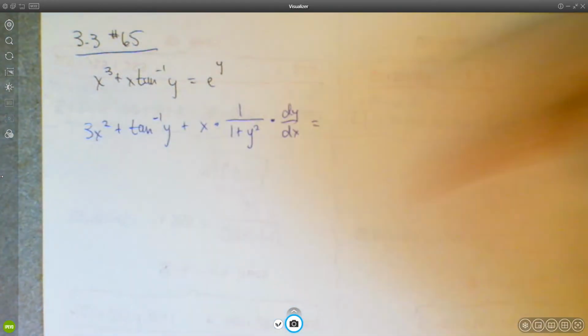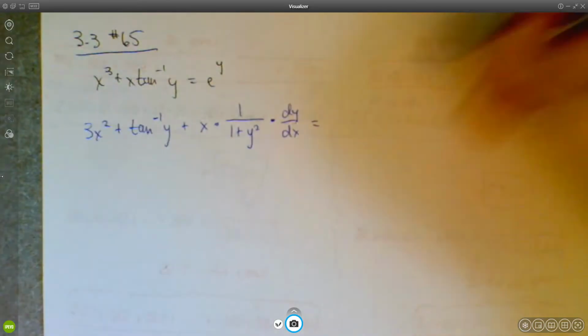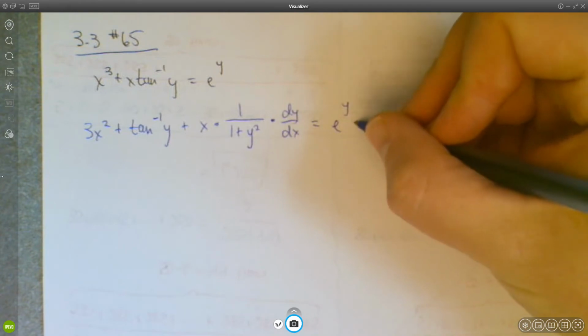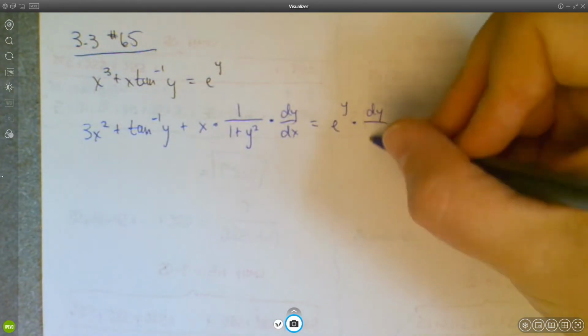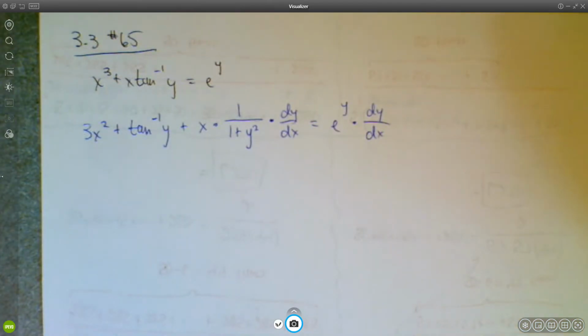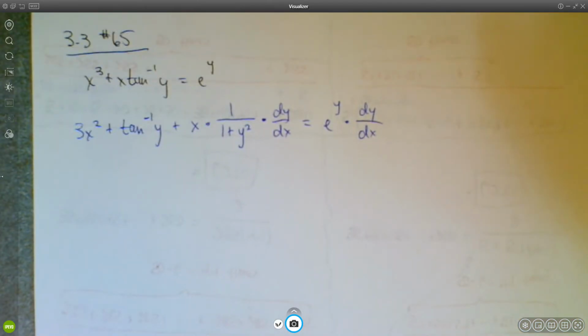The right-hand side, derivative of e to the y is just e to the y, but again, differentiating a term with y in it requires us to use chain rule and multiply by dy dx. So that's all the calculus. The rest is algebra. So we just need to collect our dy dx's.